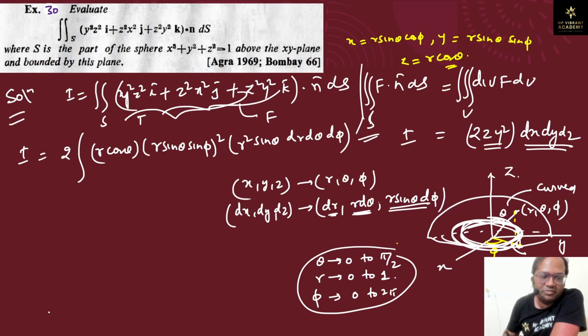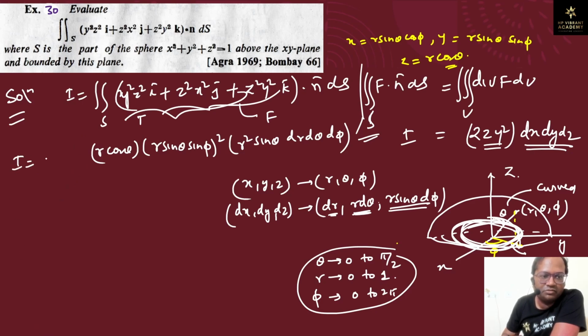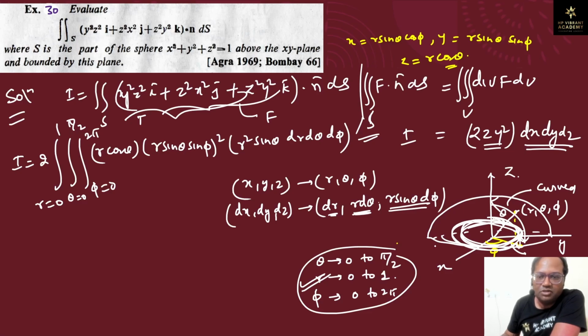Okay, let us place the limits here. So I is equal to 2 times, let us place the limits, r is equal to 0 to 1, theta varies from 0 to pi by 2 because this is above the xy plane, and phi varies from 0 to 2 pi because we have to cover the whole planar region, because phi is lying in the xy plane. Okay, so now let us integrate this for getting the answer.